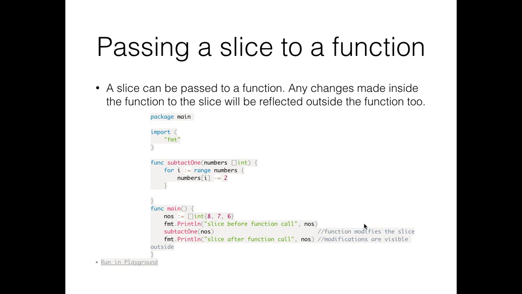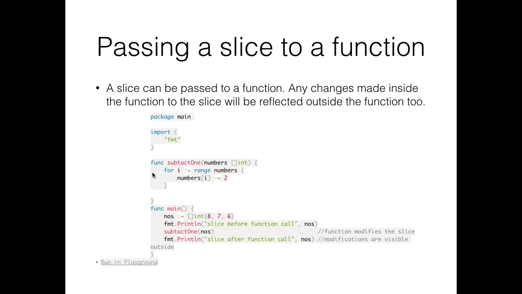Passing a slice to a function. Slices can be passed to a function as arrays, but the important point here is that the passing is done through reference and not value. That means that any change to the slice inside the function will affect the underlying array.